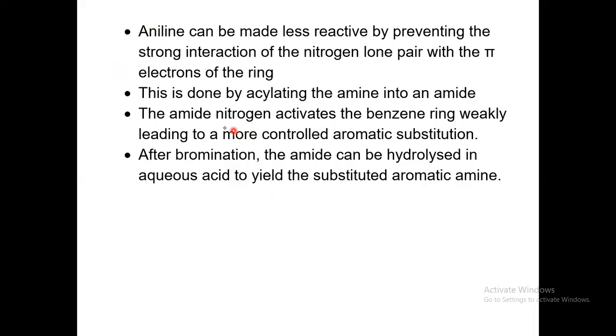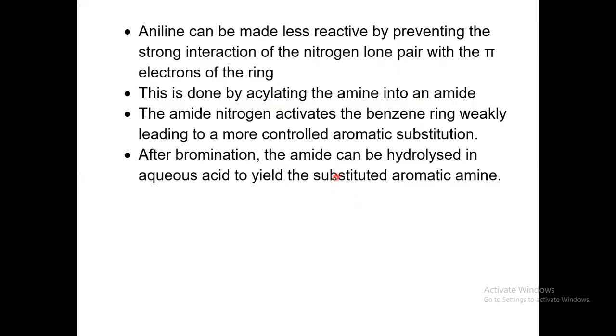Good. So in order to monobrominate aniline, what we do is reduce the interaction of the lone pair. And how do we do so? Let me just read through this one. Aniline can be made less reactive by preventing strong interaction of the nitrogen lone pair with the pi system. This is done by acylating the amine into an amide. So we need acetic acid anhydride to convert the amine to an amide. When you do that, there's something very interesting that I'll tell you about, but let's finish this.